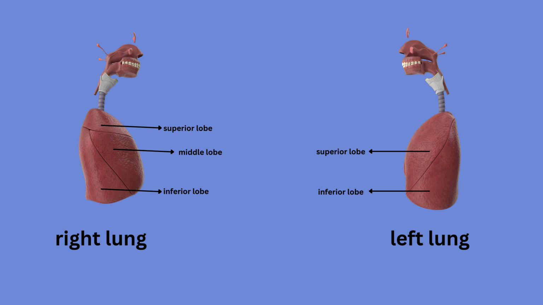Lobes of the lungs. The right lung has 3 lobes: superior lobe, middle lobe, and inferior lobe. The left lung has 2 lobes: superior lobe and inferior lobe.